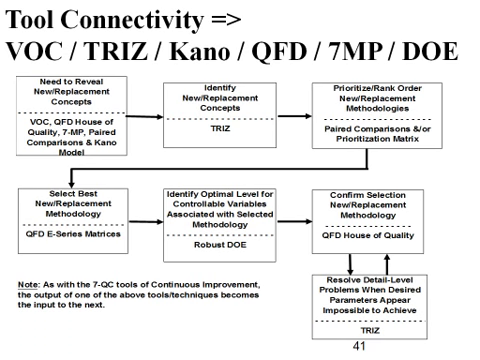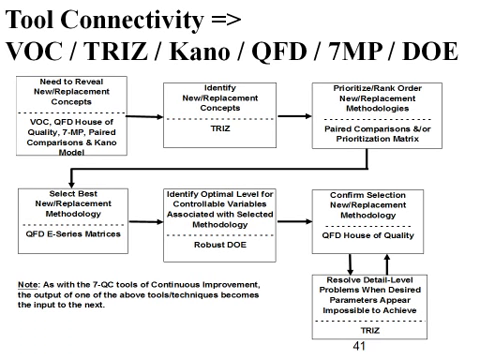That takes us to the next step, which is the identification of the optimal level for controllable variables associated with the selected methodology. You're going to say, that's something I as a statistician have heard about. And for that, we use robust design and experiments. Next, we confirm the selection of the new or replacement methodology, and we use the QFD House of Quality to do that. And finally, resolve the detail level problems when desired parameters appear impossible to achieve. For that, we would go back to use TRIZ and then return to the QFD House of Quality.